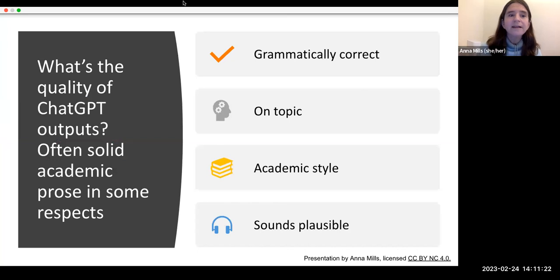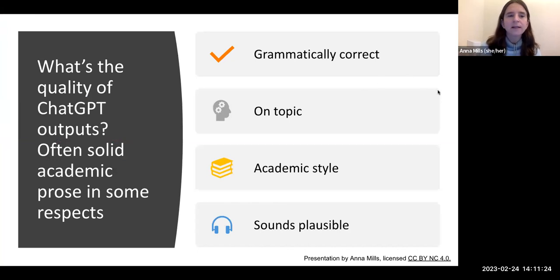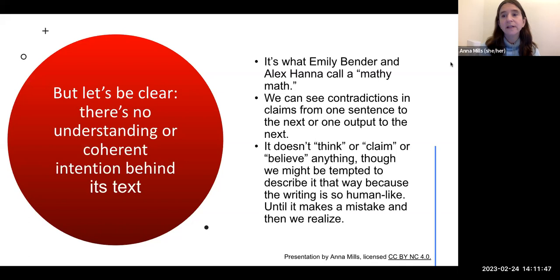So what's the quality of ChatGPT outputs? In some respects, it's solid academic prose in the sense that it's grammatically correct, on topic. It's a fluent academic style, recognizable, and it usually sounds plausible. But very important to note that it might sound even intelligent, but there's no understanding or coherent intention behind it.